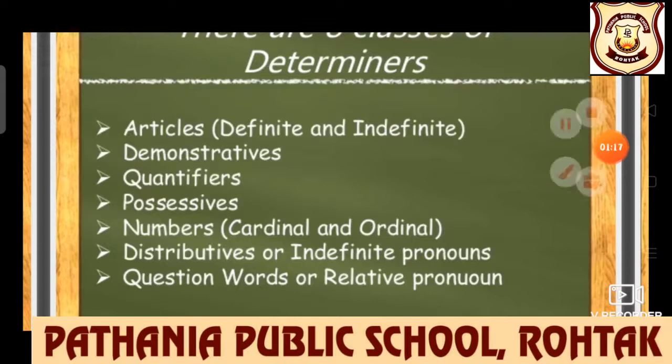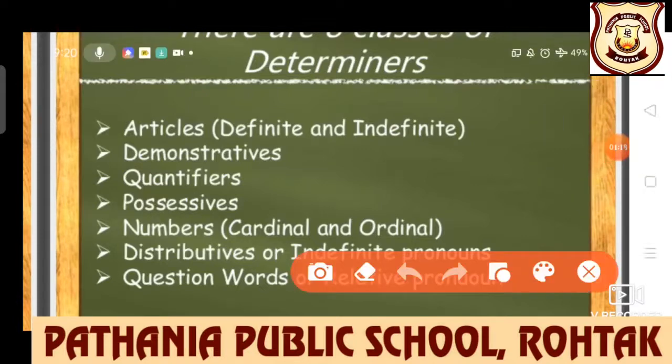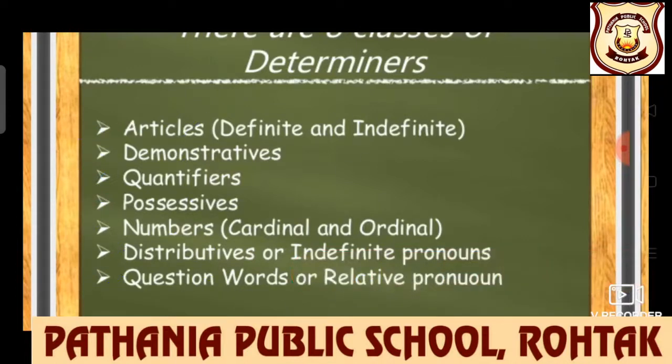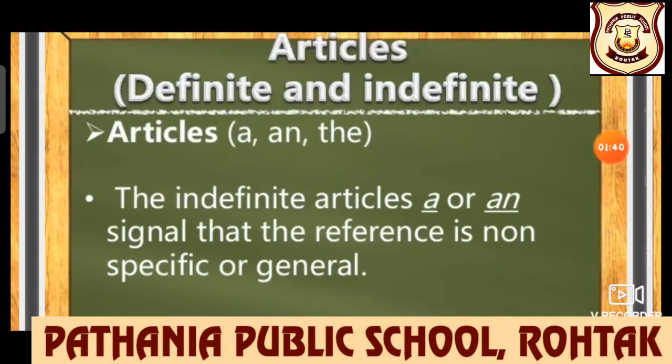Further, children, these are the types of determiners which we are going to discuss. The very first is article, demonstrative, quantifiers, possessives, number, distributives, and question words. Let's discuss one by one. First of all, let's know about articles. It's not a new topic for you children. This you have been learning since your junior classes.